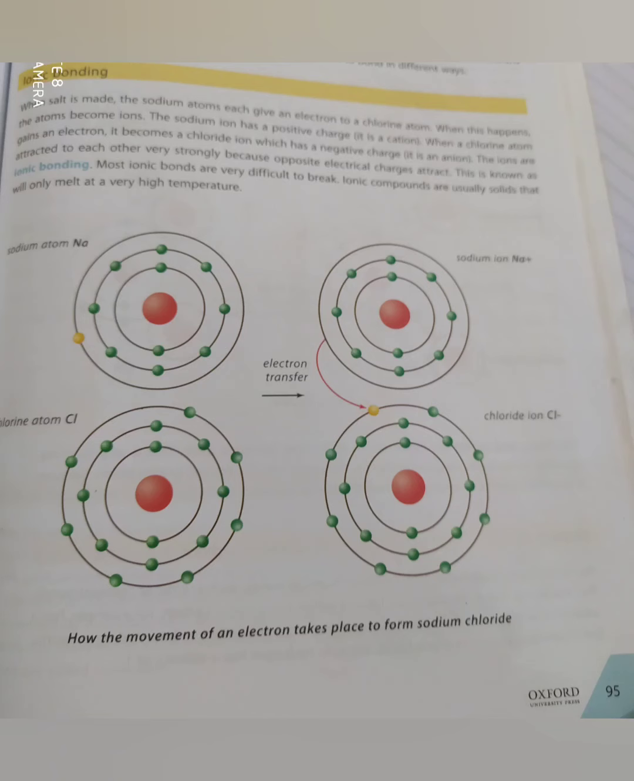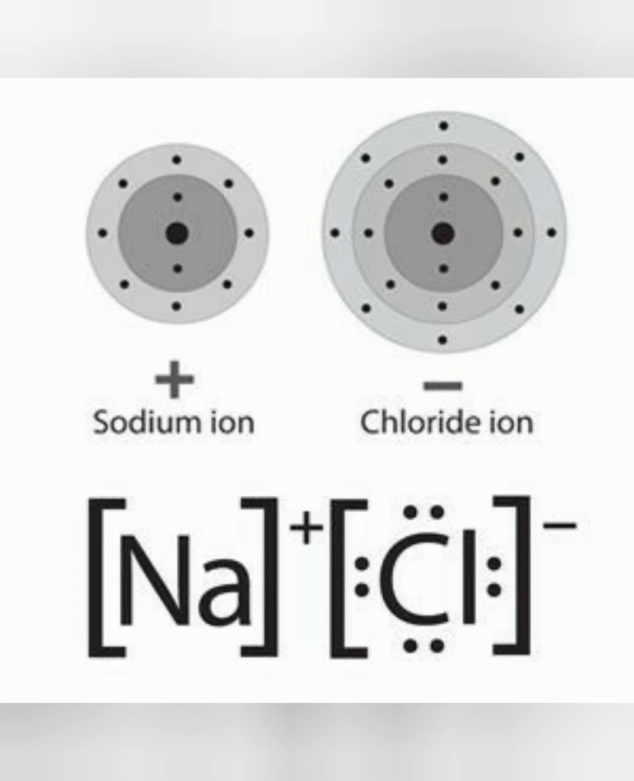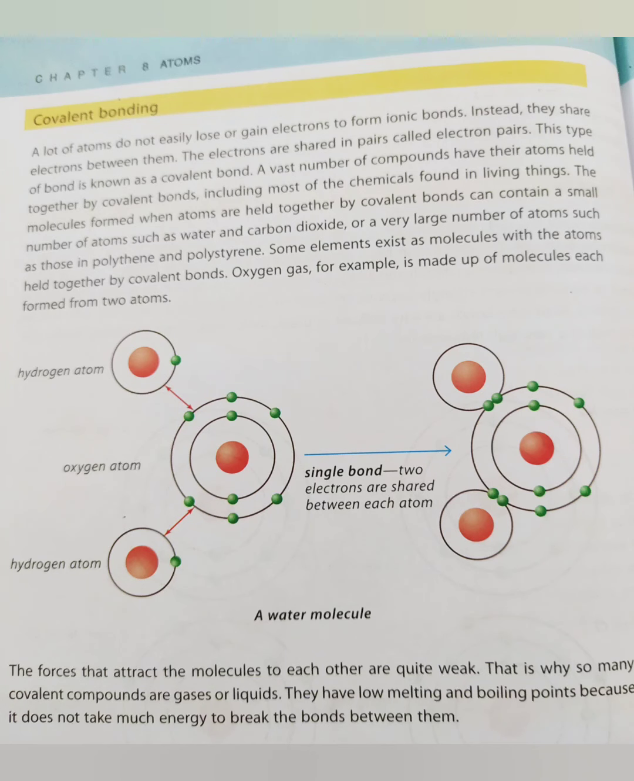It will give its 1 electron to chlorine atom and sodium will become positively charged and chlorine atom will become negatively charged. Now sodium ion plus, chloride ion minus. On the other hand, in covalent bonding, sharing of electron occurs. Oxygen outermost shell needs 2 more electrons to gain stability. So oxygen atom takes 1 electron from 2 hydrogen atoms to form water.